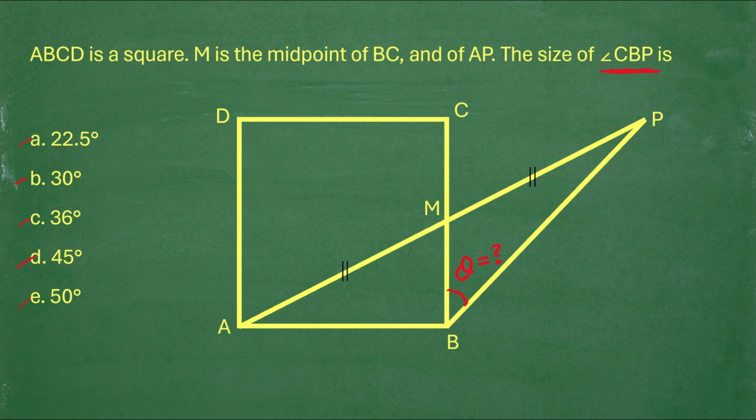Okay, so looking at our triangle here, let's review some of the information that is given to us in the problem. That point M is the midpoint of segment BC and AP here, meaning the distance from B to M is identical to the distance from M to C. Moreover, the distance from A to M is identical to the distance from M to P here. Okay, and since it is a square, this angle will be 90 degrees.